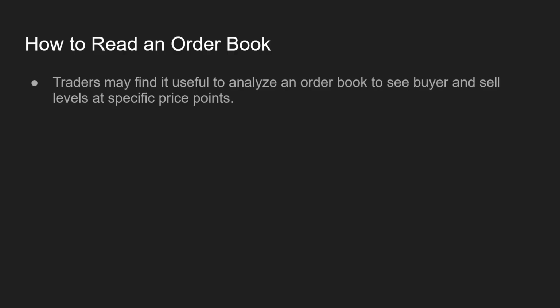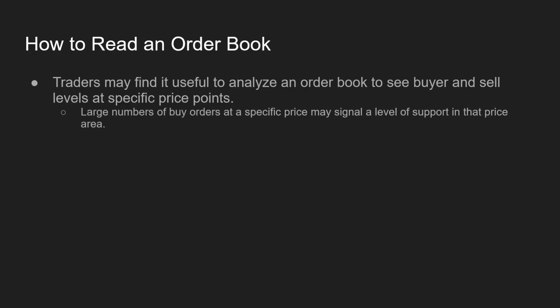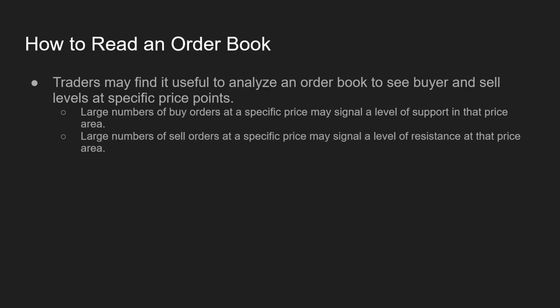Now, traders may find it useful to analyze an order book to see buyer and sell levels at specific price points. Large numbers of buy orders at a specific price can signal a level of support in that price area. Price won't go below that very easily. Same thing with sell orders. Large amounts of sell orders at a specific price may signal a level of resistance at that price area. Price won't go above that very easily.